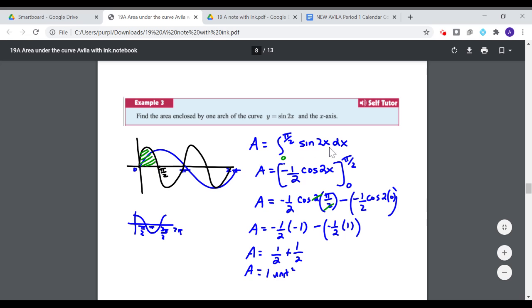So I can take the integral of sine 2x dx between 0 and pi over 2. The integral of sine 2x is negative cos 2x times 1/2. Because if I took the derivative of this, I would get negative sine 2x times 2, so I'd have to divide that out. And then I evaluate it when x is pi over 2 and when x is 0. I end up with negative 1/2 times negative 1 and negative 1/2 times 1. Remember that this means 2 times the value of x, so that can cancel.